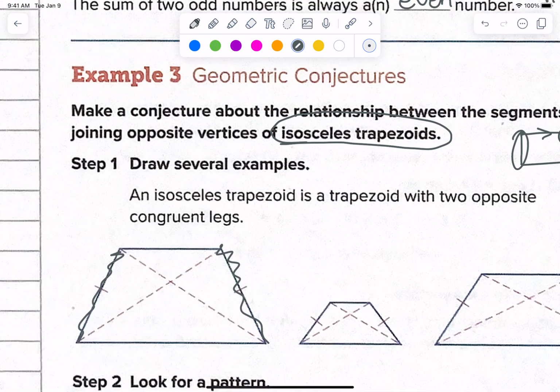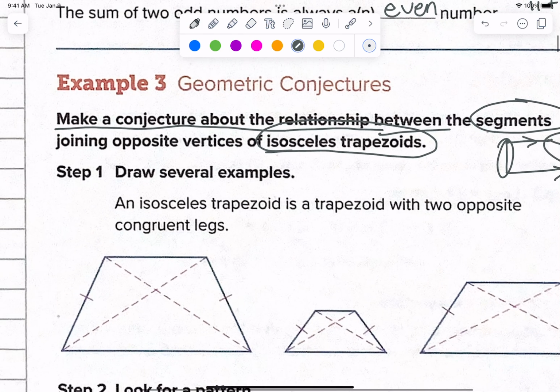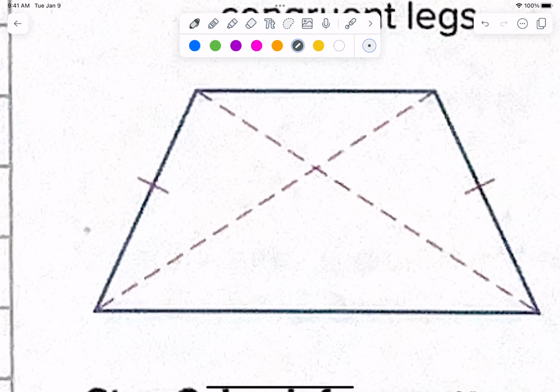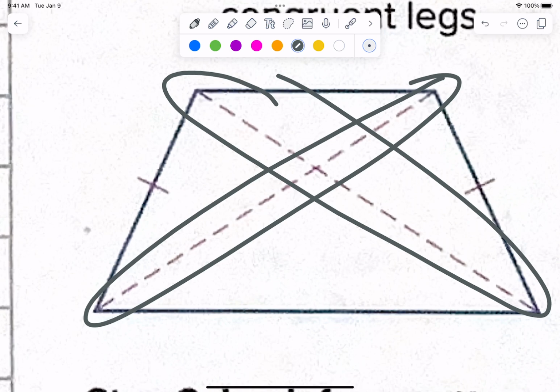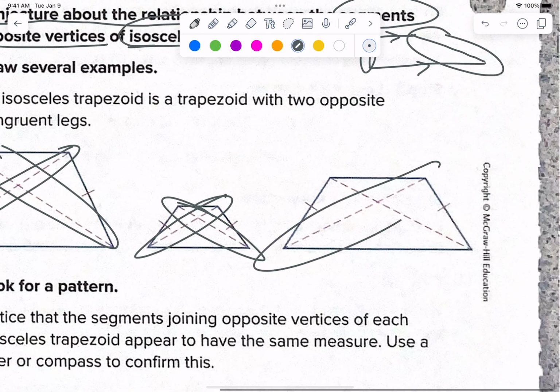Then let's see what else they want us to address here. Make a conjecture about the relationship between the segments joining opposite vertices of an isosceles trapezoid. The segments joining the opposite vertices. That is like this line and this line. Those are opposite vertices. Okay? What's true about those 2 segments? What can we say about those 2 segments? Are they equal? Are they equal length? Sure they are. Is this guy equal in length to this one?